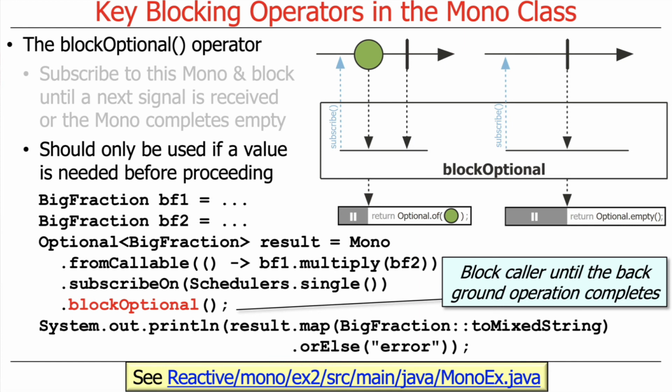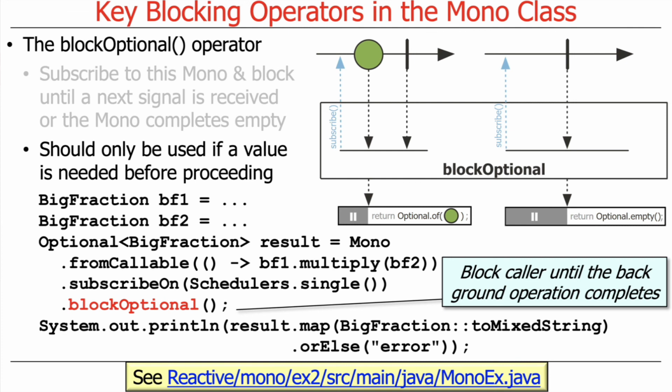As you can see, we use Mono.fromCallable to multiply two big fractions together. We arrange to run those things in a background thread. And then we call blockOptional, which blocks the calling thread until the background operation is done. But if there were no result that came back, then we would get back an Optional that was empty. And if you said result.map, then this code would not be run if we got back an empty Optional.